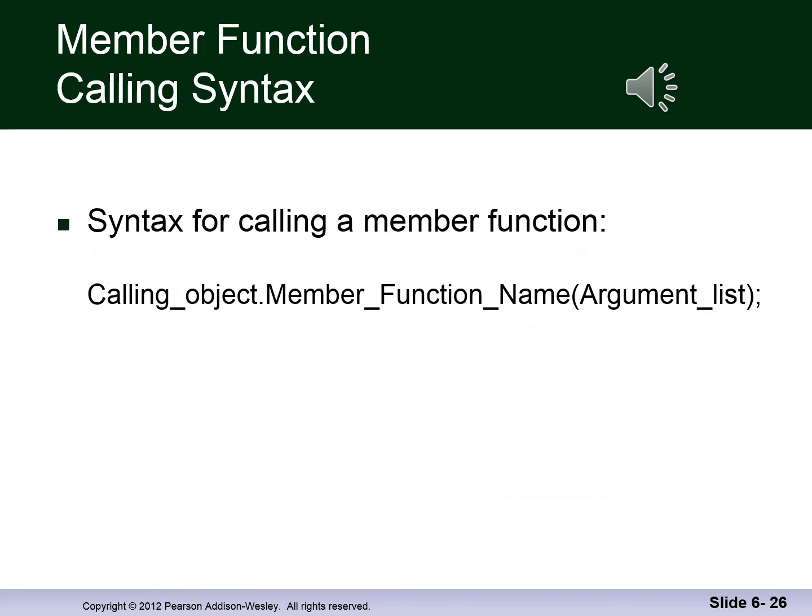Here we see the formal syntax for calling a member function: the calling object name, the dot operator, the member function name, and then in parentheses, the argument list and a semicolon.